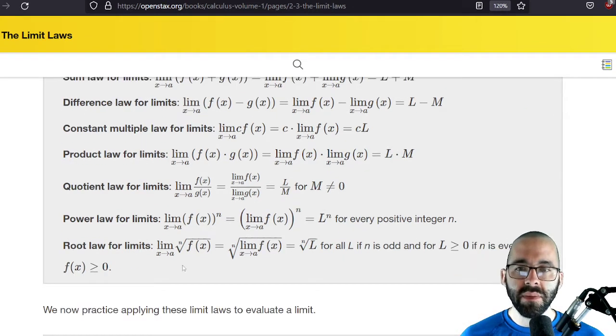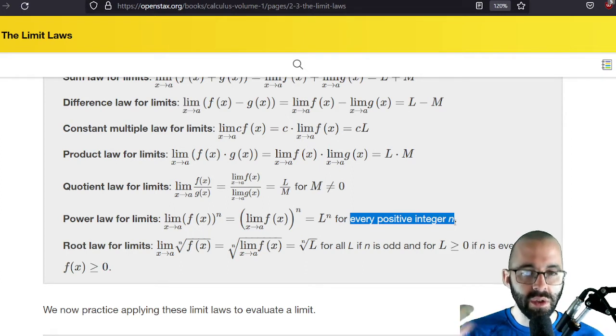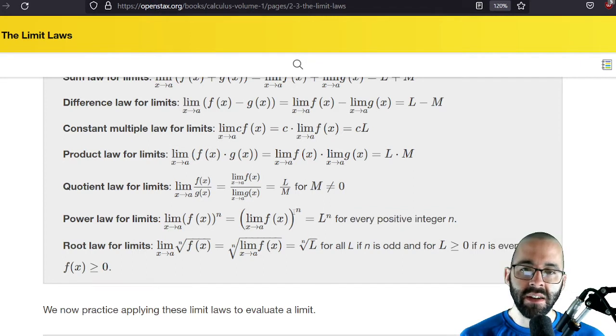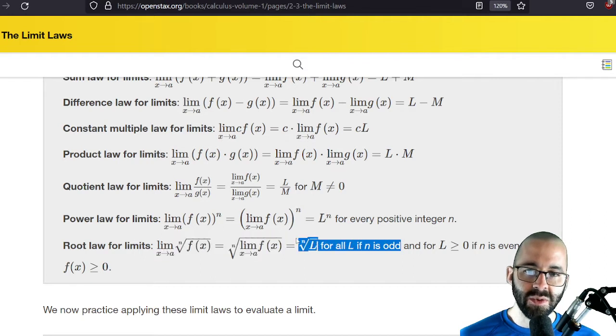All right. Power law. If I have an exponent, and specifically an exponent that's positive and an integer, meaning like 1, 2, 3, etc., then we can use exponents for the limit laws. And there's a root law as well. And then, again, there's some assumptions. Look at this first one.